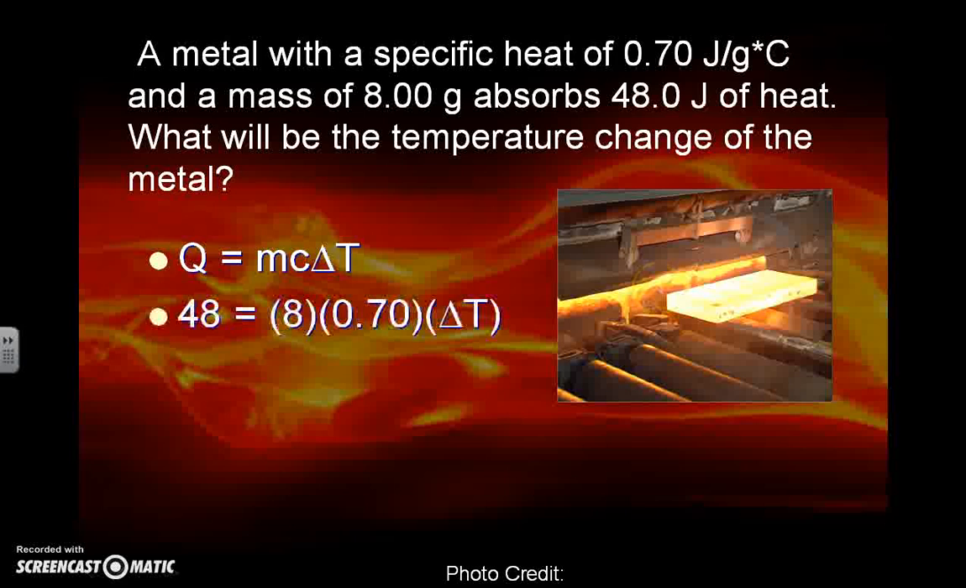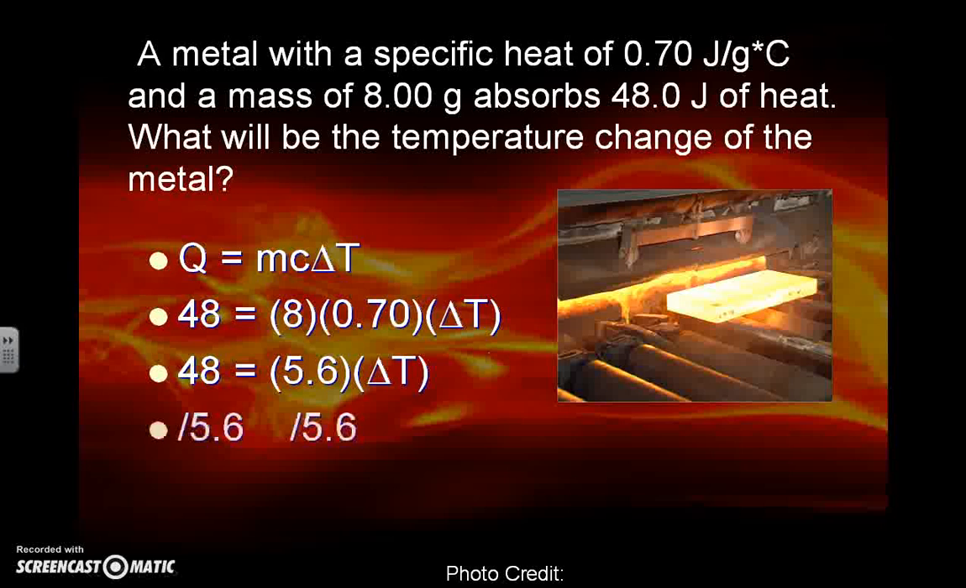Okay. On the right side of the equation, you need to combine like terms. You need to go ahead and multiply 8 times 0.7. That gets me 5.6. Bring everything else down around it. And then you need to undo delta T times 5.6. In order to undo a times, you divide both sides of the equation to get that delta T by itself. Here you would divide both sides by 5.6.